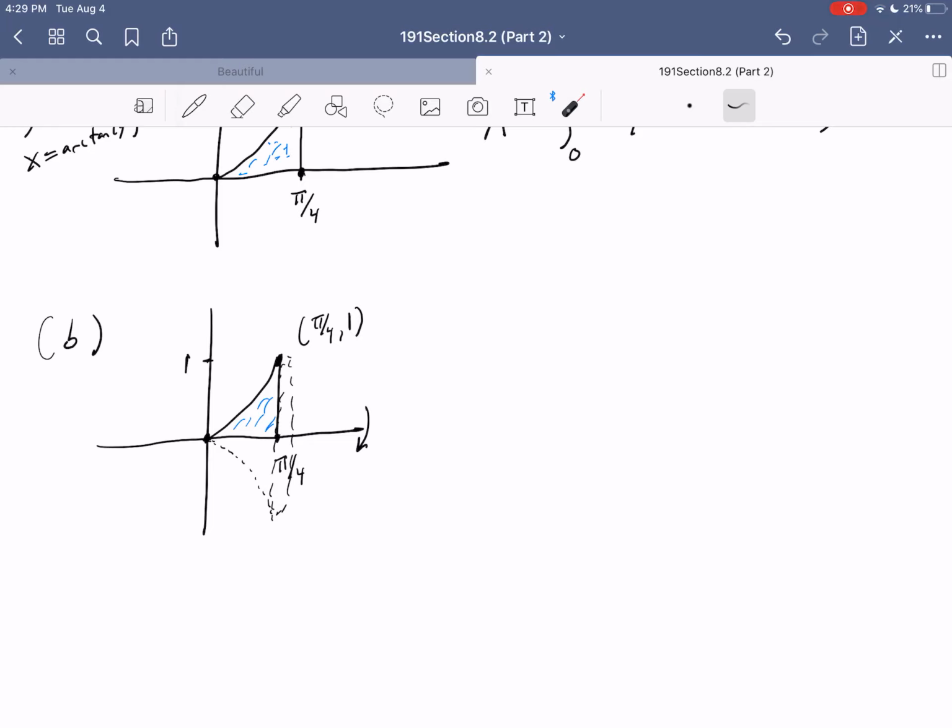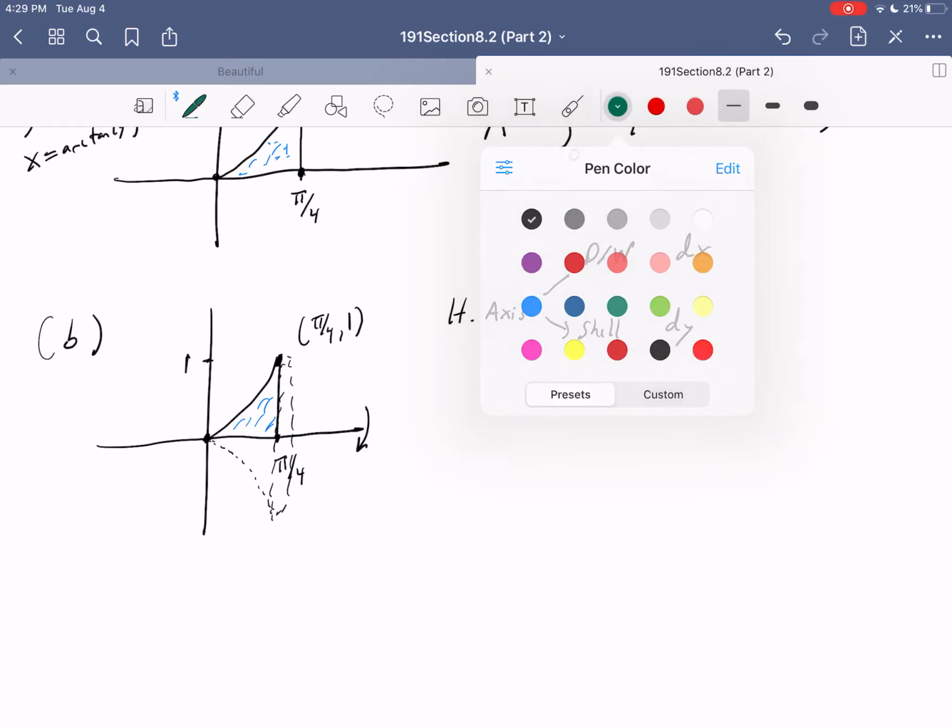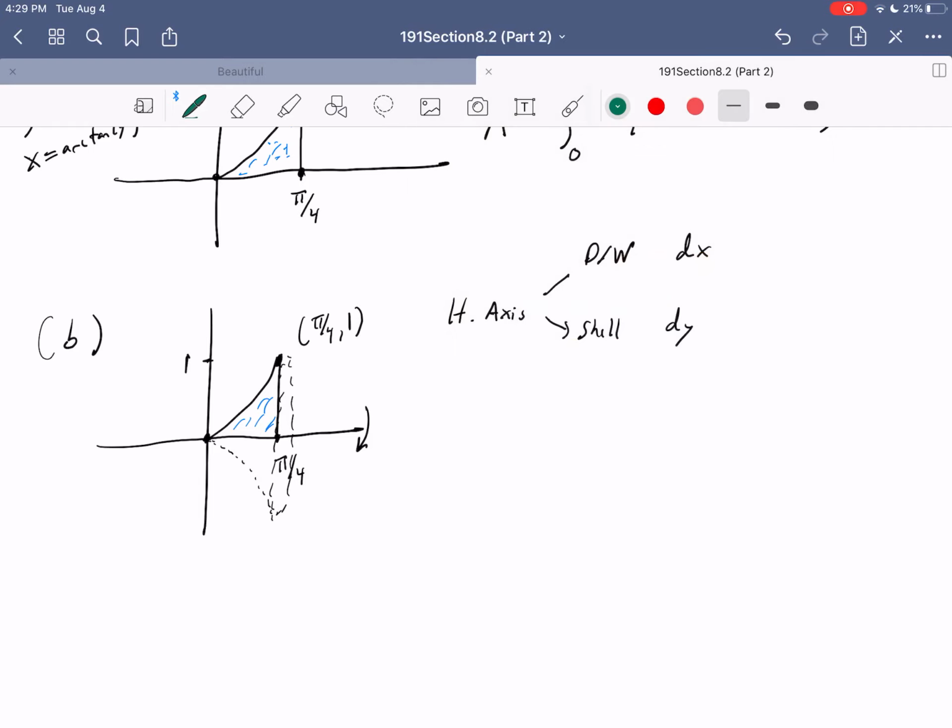So how can we do this? Well, we have to remember that if we have a horizontal axis of revolution, which is what we have, then our disk and washer method will be dx, and our shell method will be dy. So let's go ahead and take a look at that. We'll do the disk and washer method because we wanted to always do dx first to stay consistent. Remember that with disks and washers, what you do is you draw from your axis to your region. You draw perpendicular. So if we draw from our axis, we get something that looks like that.